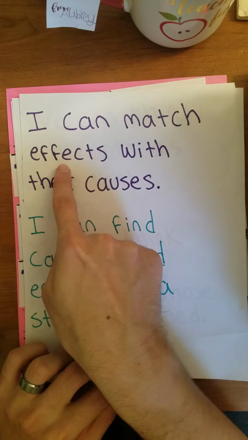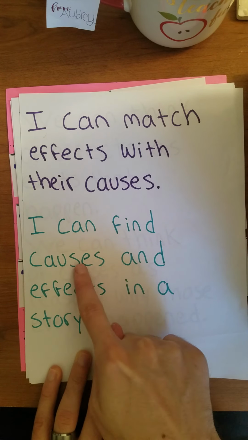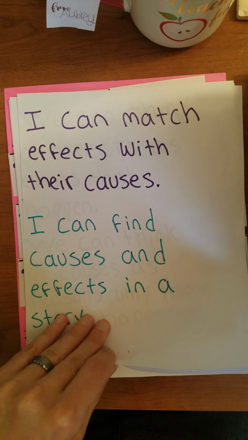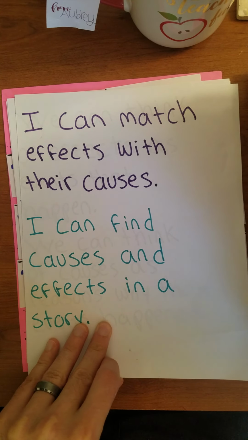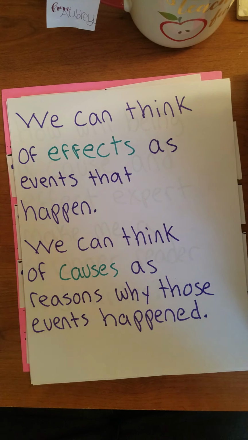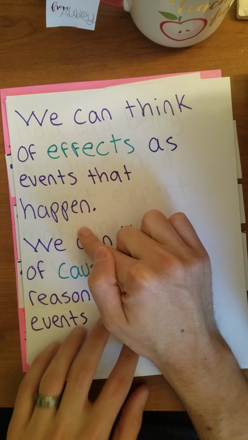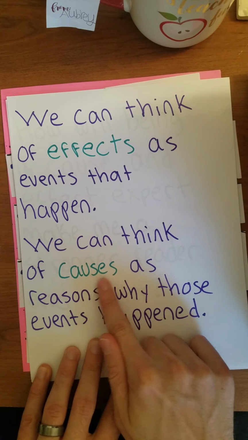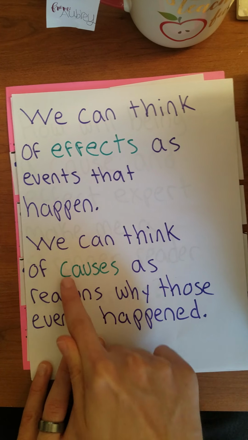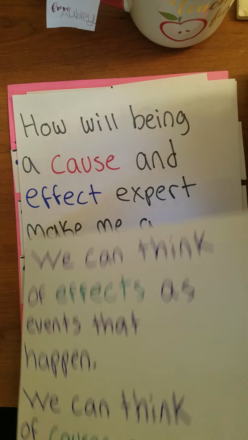I can match effects with their causes. I can find causes and effects in a story. So let's review what those two words mean, cause and effect. We can think of effects as events that happen. We can think of causes as reasons why those events happened. So our causes are the reasons why our effects or events happened.